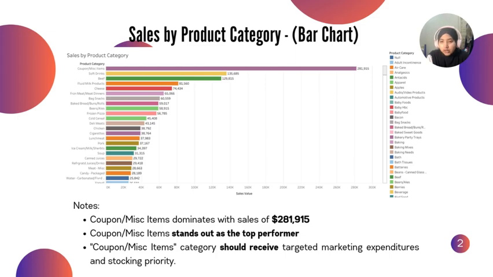This slide shows sales by product category using a bar chart. We can see clearly that coupon and miscellaneous items dominate with sales of $281,915, and it is the item that stands out as the top performer and should receive targeted marketing expenditure and stocking priority.